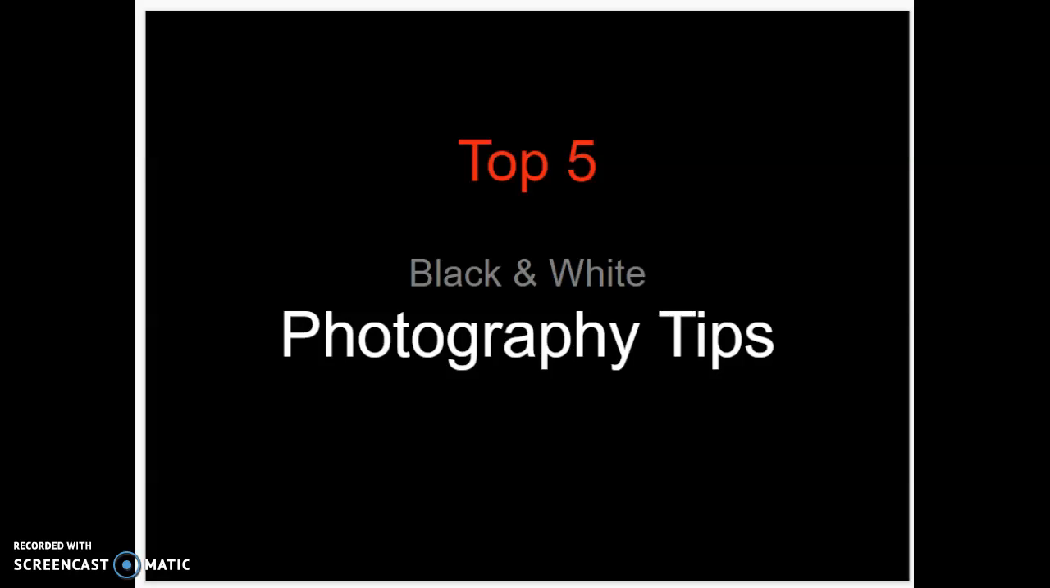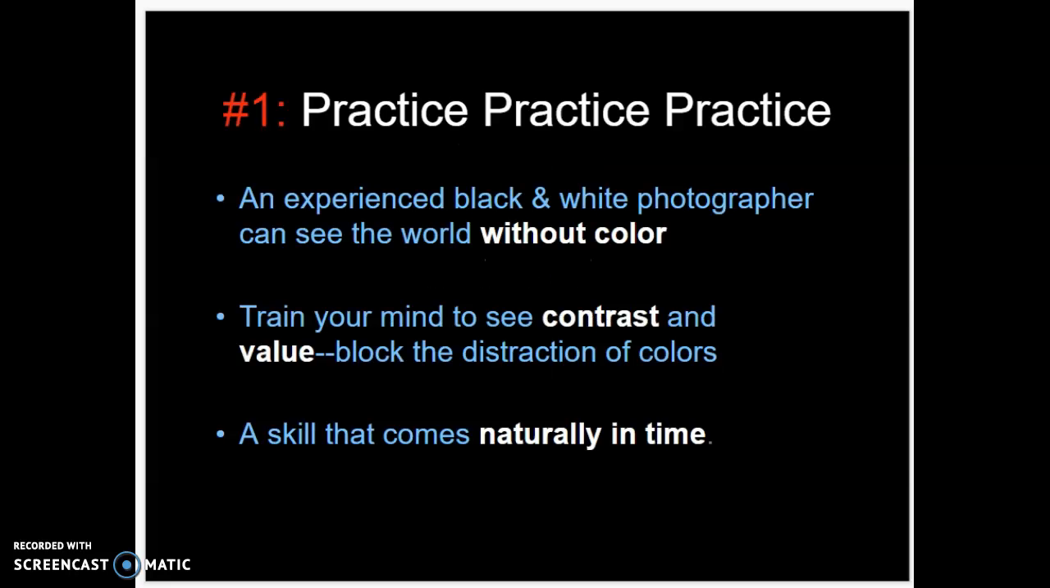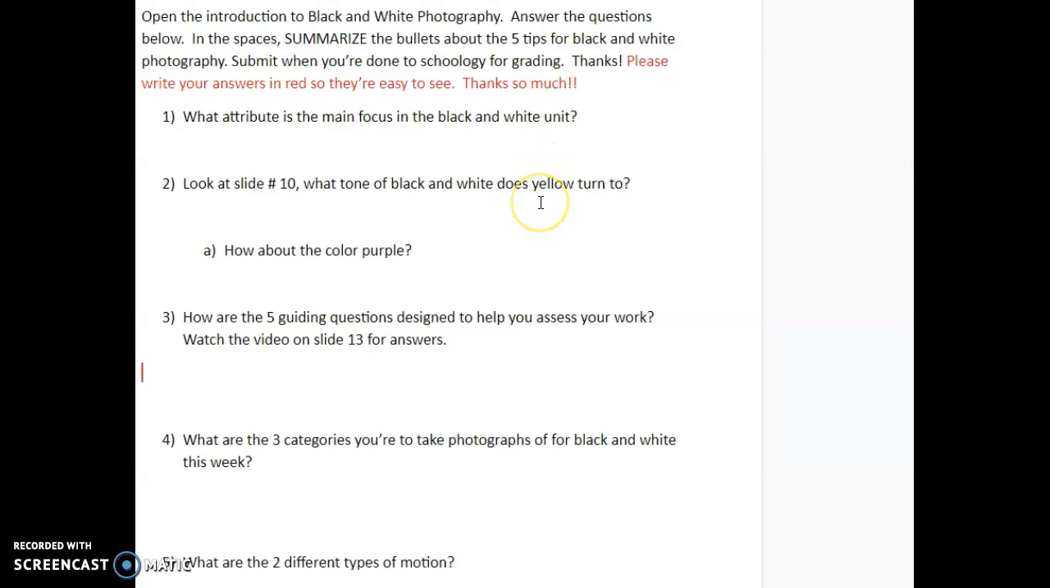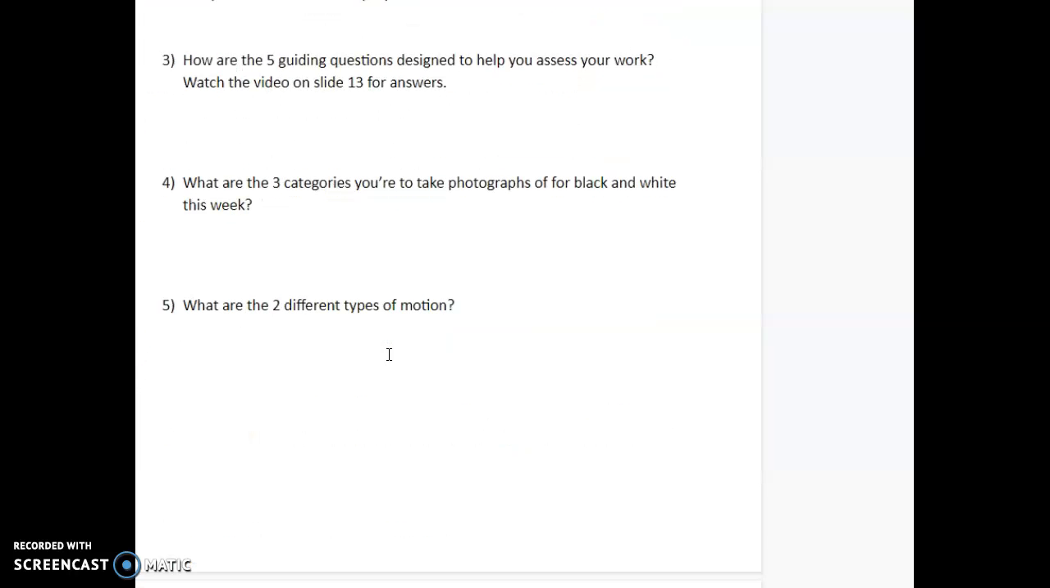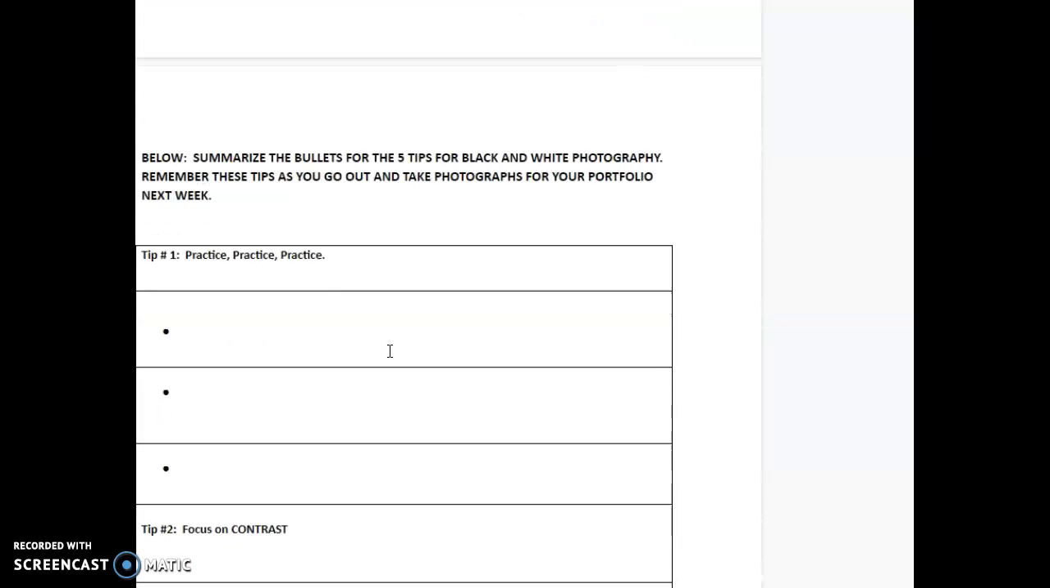To get you started in the black and white unit, you are going to write down the 5 tips for black and white photography. Very similar to our notes with composition and the attributes of great photography, you are going to summarize the bullet points. So you do have a handout for the black and white unit. Talks a little bit about what are the main focuses for black and white. Looking at slide number 10, the colors and how they change. How do we use the guiding questions to help assess your work? And then you are asked to summarize the bullet points.